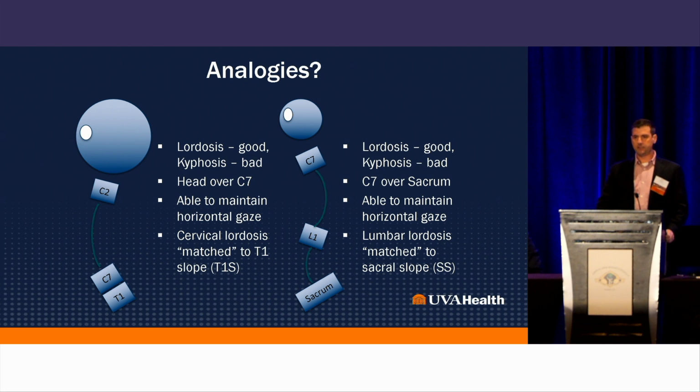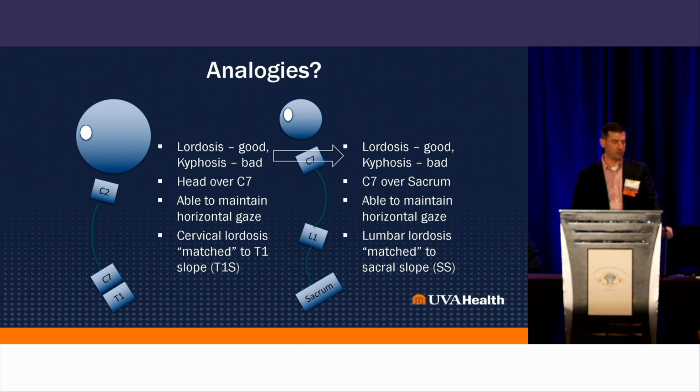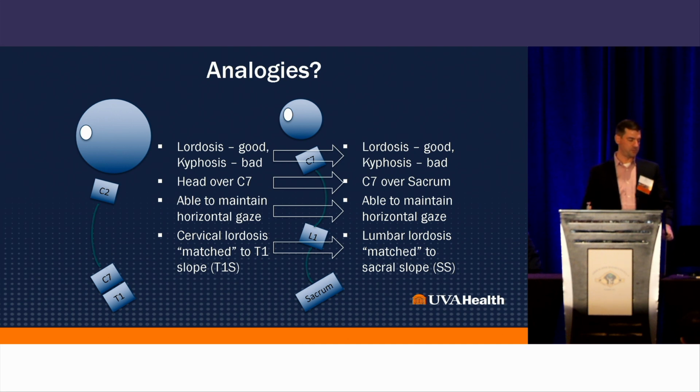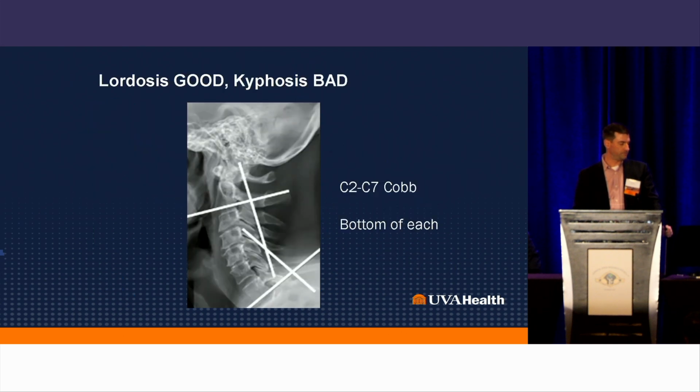So my analogies between the neck and the entire spine is that lordosis is good, kyphosis is bad. So you see that with spinopelvic parameters too. You want to keep your head over C7, or you want to keep C7 over your sacrum. You want to be able to maintain your horizontal gaze, and you want to have your lumbar lordosis matched to your sacral slope. So when you start to draw these analogies, it gives you a good framework to work within.